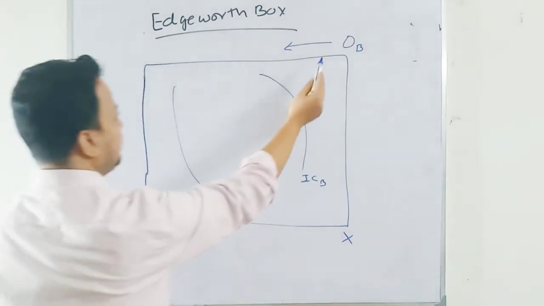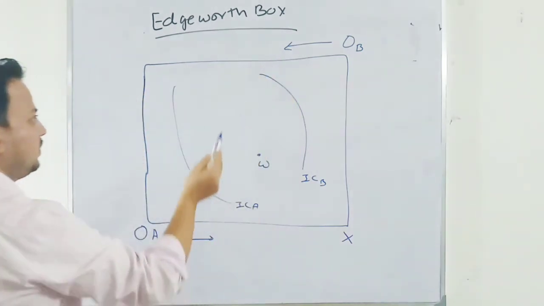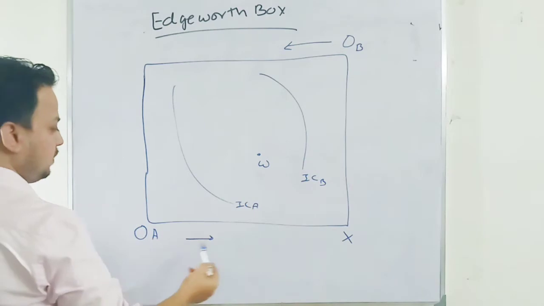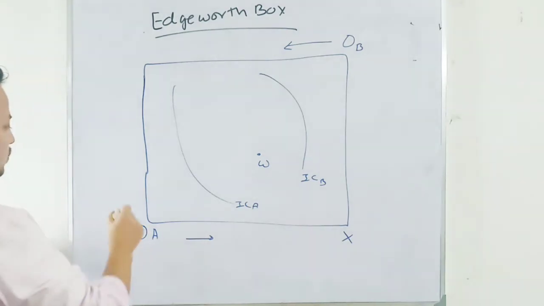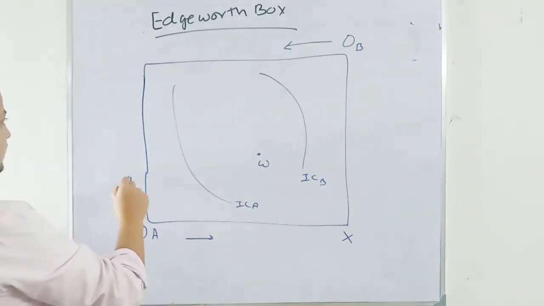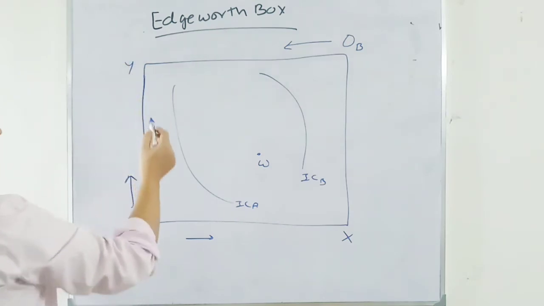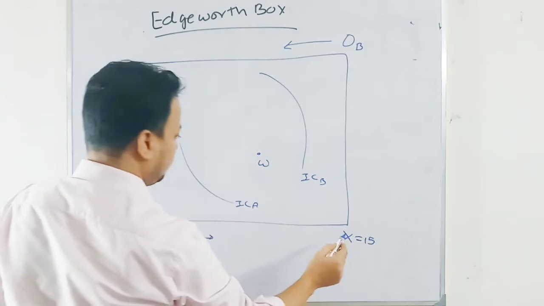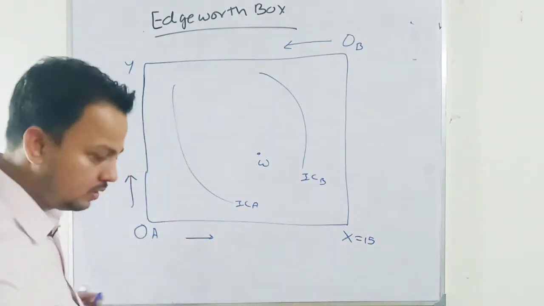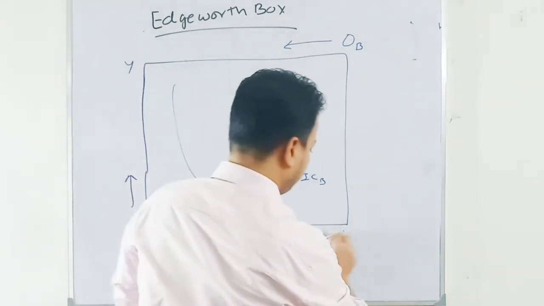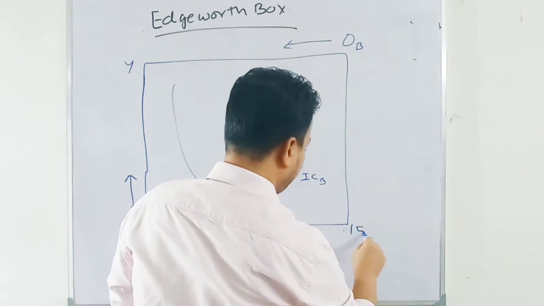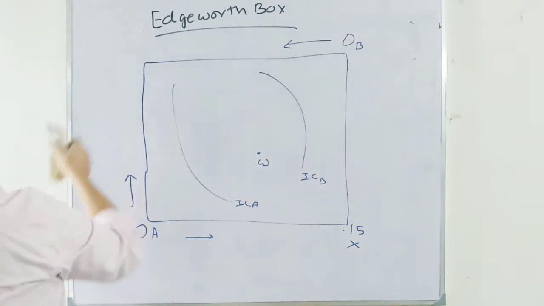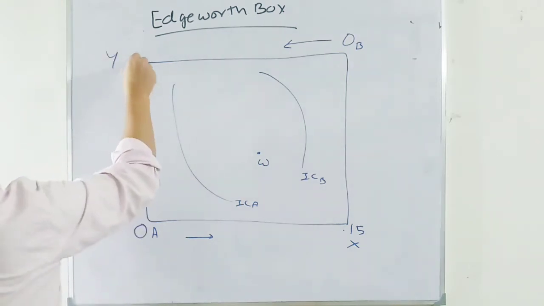As it moves this side, it will determine demand for good X for consumer A. This side is good Y, and the quantity is 15-15. Total supply of X is equal to 15, and total supply of Y is equal to 15, not demand.